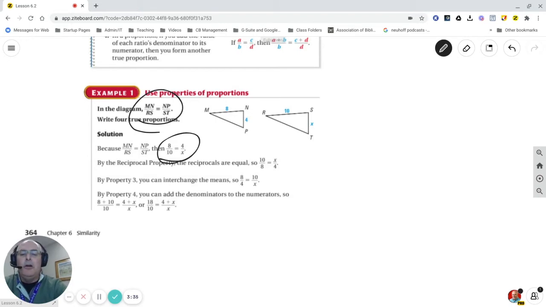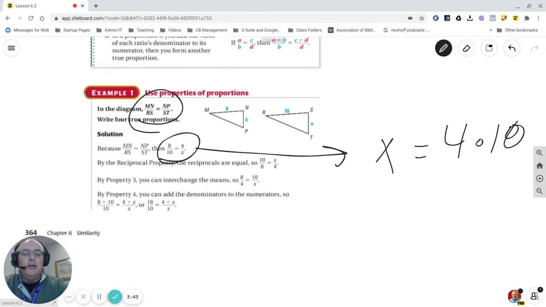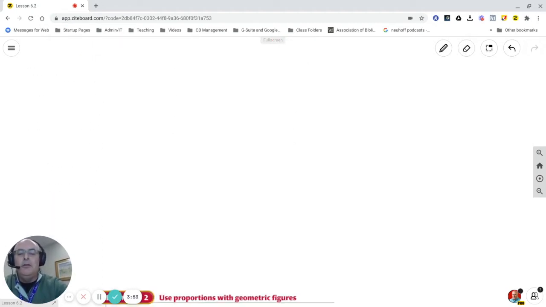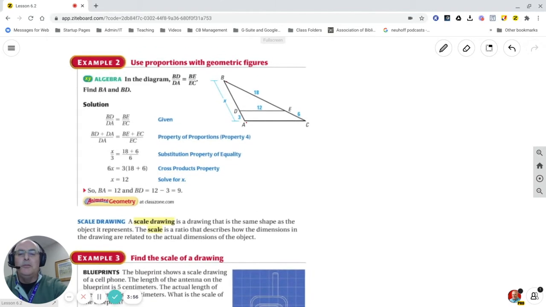For example, if I wanted to solve for x from here, I could simply say x is going to equal 4 times 10 over 8. And I've done that through cross multiplying. The sooner you get familiar and comfortable with cross multiplying, the easier it will be for you to approach many of these problems. Here's a situation where we're working down the side.